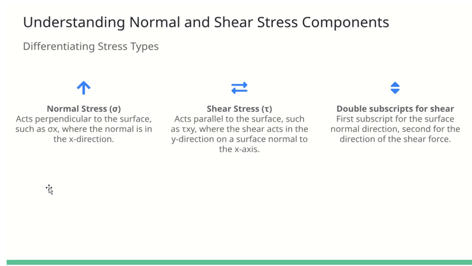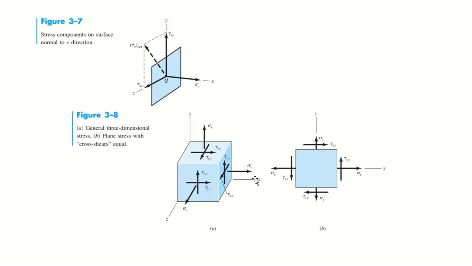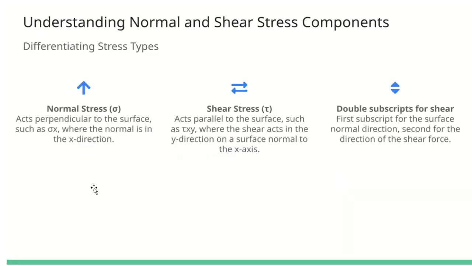Double subscript for shear. You can see in the picture, whenever it is shear stress, it is depicted by the double subscript below. You can see tau xy, tau yx, and so on. This double subscript means that it is a shear force acting on it.